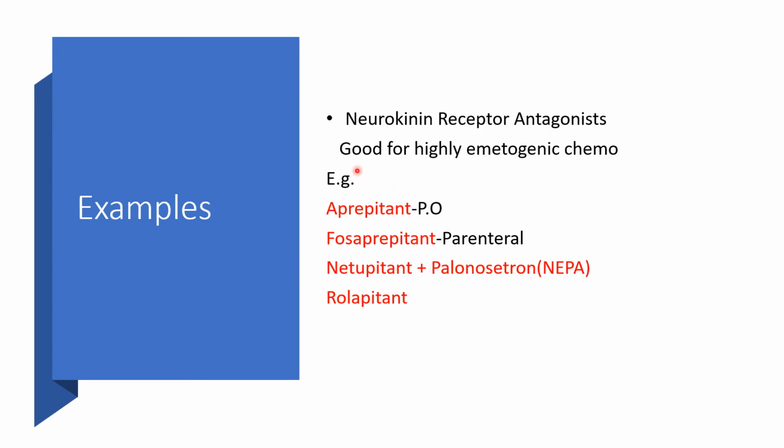If you are not okay, you can go to another group, neurokinin receptor antagonist. This will be very good for highly emetogenic chemotherapy. And then you can use a member of the group like aprepitant if you are giving it per oral. But if you must give it parenteral, we can use fosaprepitant. Netupitant could be combined with palonosetron under NEPA, or you give rolapitant.